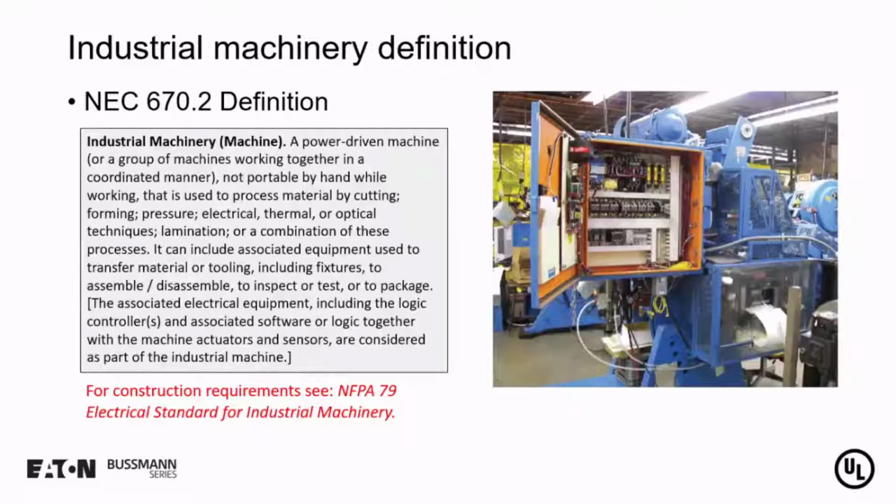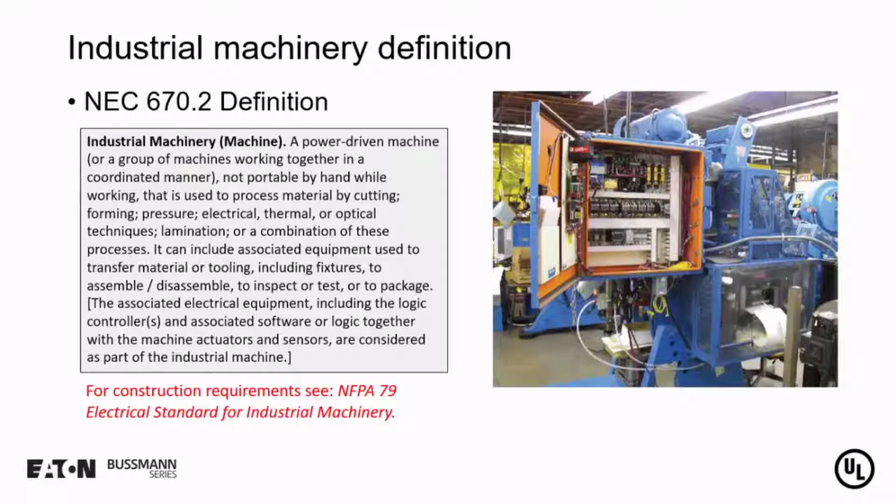I won't read through the rest of the definition, but you can see it's quite extensive, and it's intended to cover many, many different types of assemblies that are considered to be industrial machinery and falling within the scope of Article 670. Keep in mind that the NEC covers the installation of the machine to the source of supply, and that also could include the conductors to the machine, the sizing of those, and the overcurrent protection for the machine, and the sizing and the selection of the protection as well, and the need for a disconnecting means to isolate the machine from a source of supply.